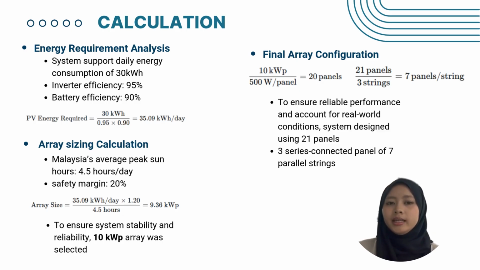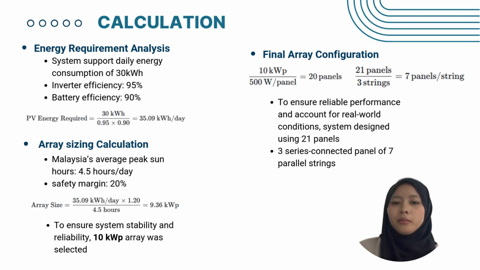From that, we can calculate the array sizing by dividing it by the Malaysia average peak sun hour, which is 4.5, and multiplying it by the safety margin, and we get the final power of 9.36 kilowatts. To ensure the stability of the system, we took the final power as 10 kilowatts. Finally, for the final array configuration and arrangement, we divided the final power by the 500 watt rated power of the panel, and we get 20 panels.